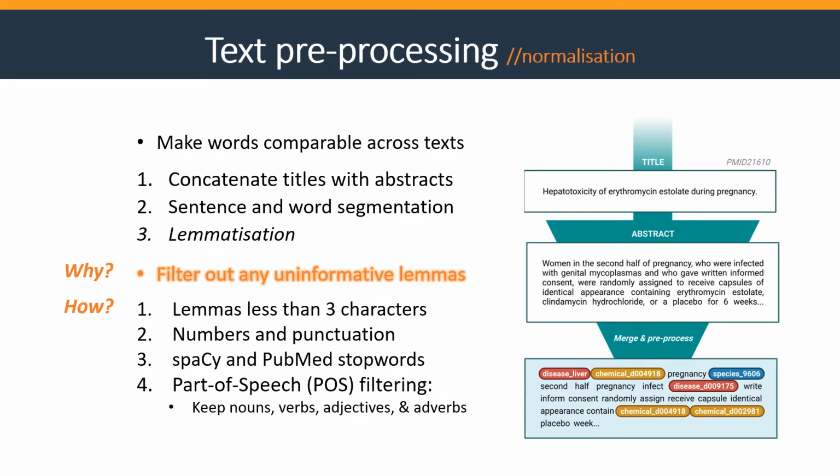During the second step, we want to filter out any uninformative lemmas. We do this by first removing lemmas that are less than 3 characters long. We then filter out numbers, punctuation, as well as stop words. And then finally we do a part of speech filtering, where we only keep nouns, verbs, adjectives, and adverbs. This whole pipeline is run in Stanza, which is the Stanford NLP package in Python.